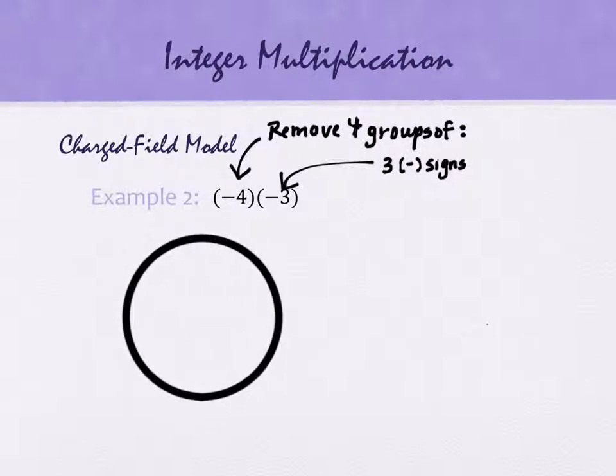So I have my circle. My circle has in it pluses and minuses, and I put them in pairs, all right? So again, I know I need exactly 12 because 4 times 3 is 12. So I'm going to put them in pairs. All right, there are 12 pluses and there are 12 minuses, which means the value inside my circle is 0. I have to start with 0 when I'm doing multiplication. And then I'm going to do what the problem says. That is, I'm going to remove 4 groups of 3 negatives.